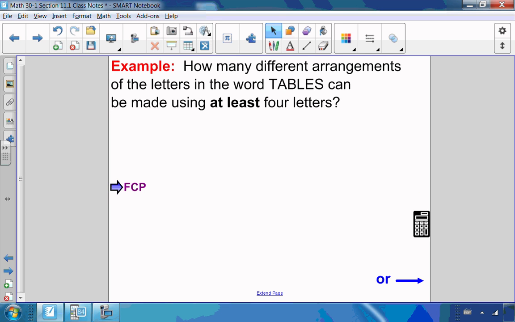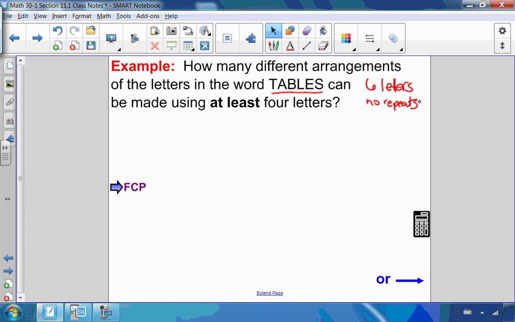Okay, I want to look at this question here, and we're going to solve it in 2 ways. We're going to solve it with fundamental counting principle, and we're also going to solve it with our nPr notation. So I want to know how many different arrangements of the letters in the word TABLES can be made using at least 4 letters. Looking at tables, there are 6 letters. And since I'm arranging all of them, I always want to look to see, do I have any repeats? And I don't. So I have 6 letters, no repeats.